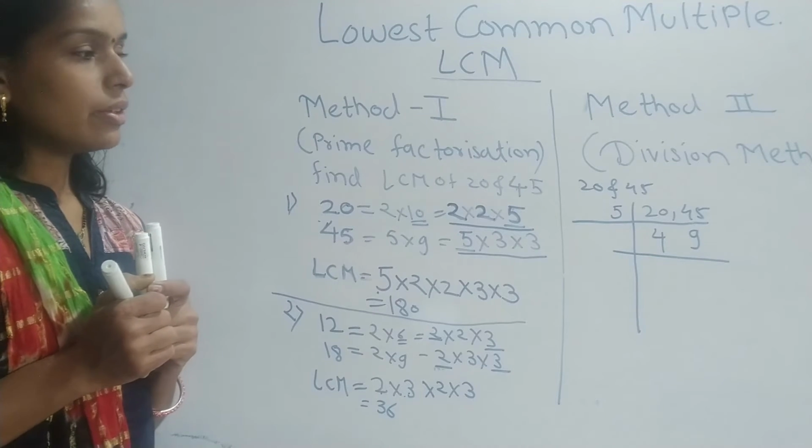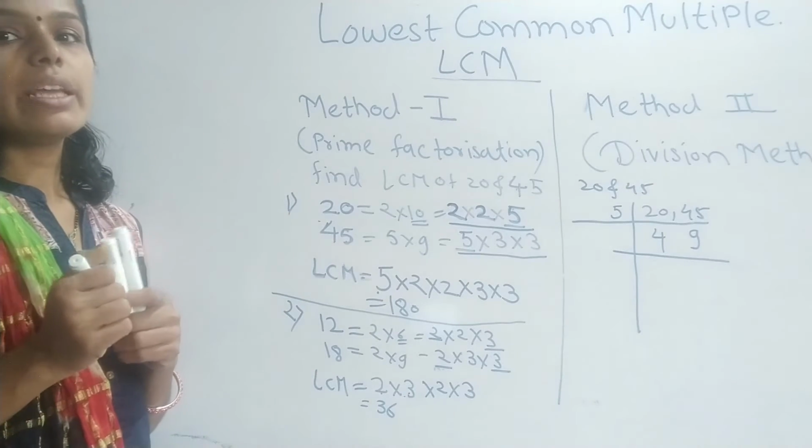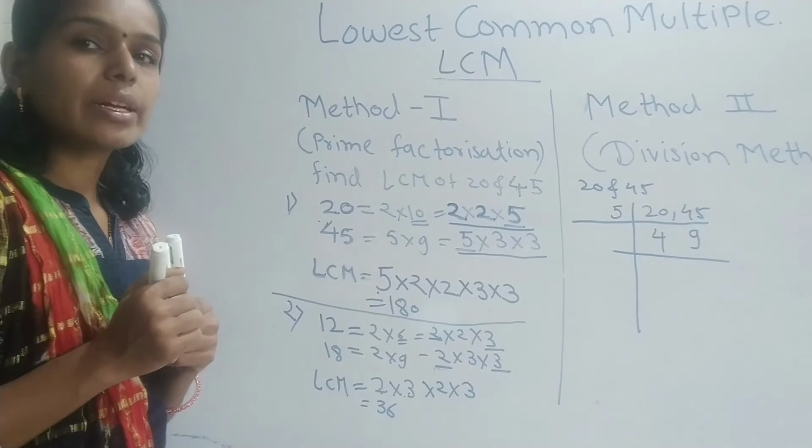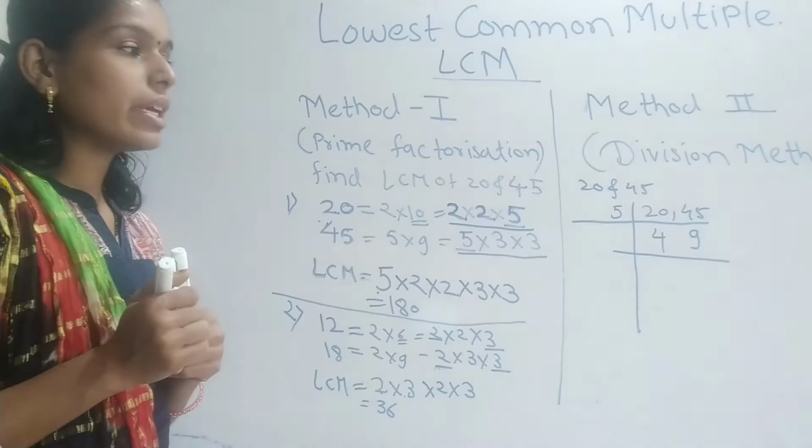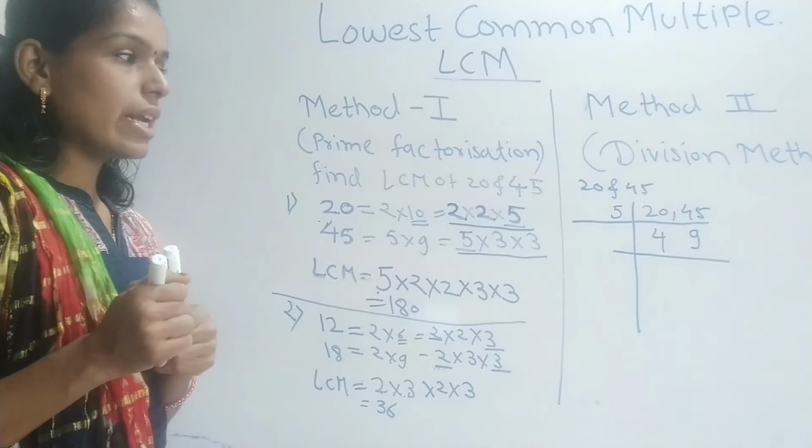4 is an even number, 9 is an odd number. They don't have any common factor. Also, they don't have any common prime factor. So firstly, I will divide the 4.